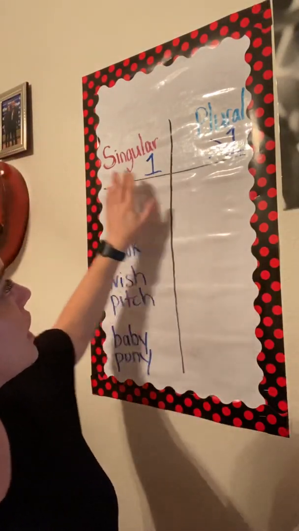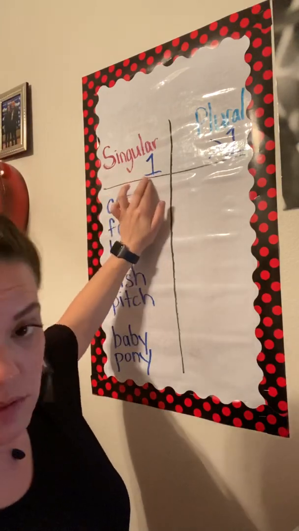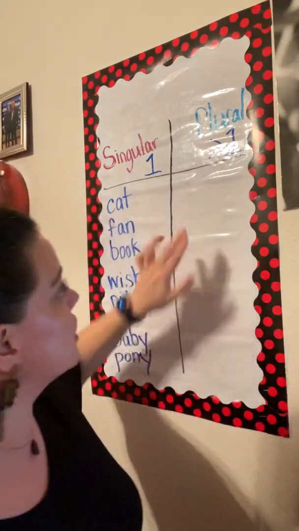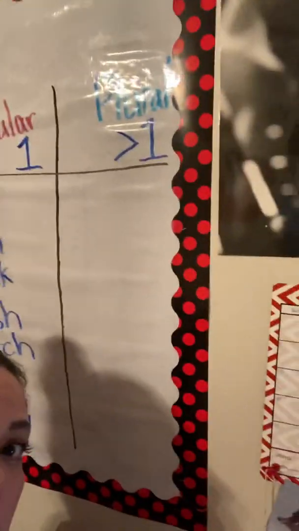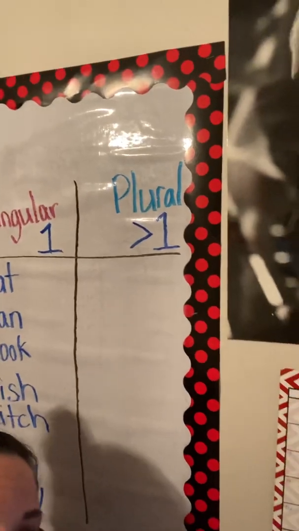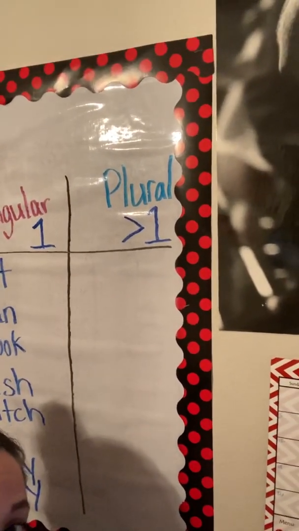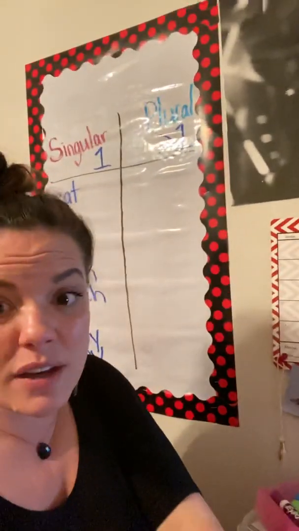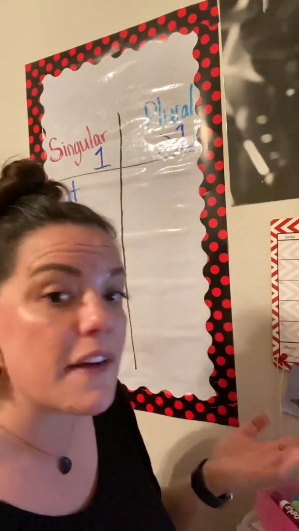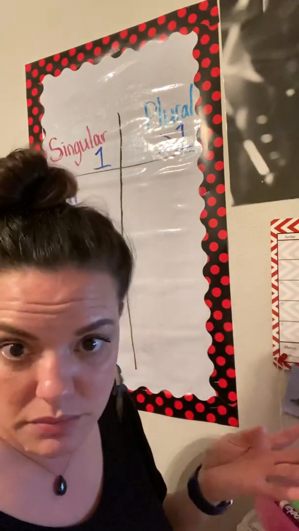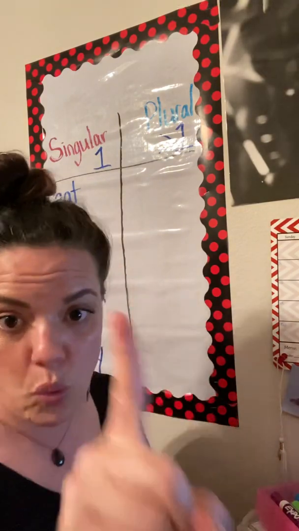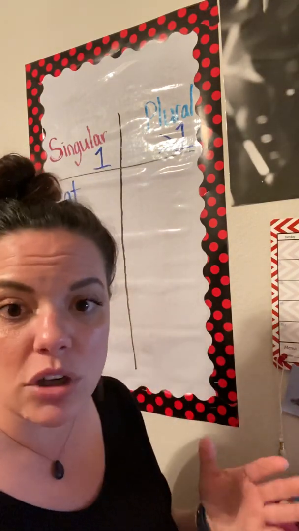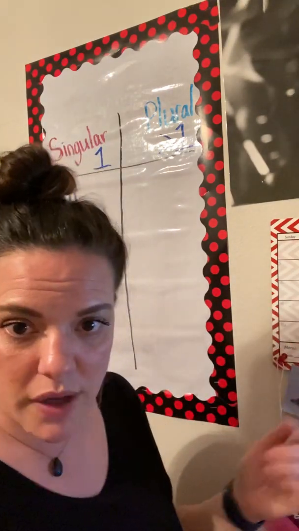So you can see over here, I've got singular, one, single, one, singular, and then plural, which I think is hard to see because of the glare. But plural, and then our more than sign, more than one. Okay? And if it's plural, that could mean 2, that could mean 7, that could mean 300. Okay, it's just more than one. So singular is one, only one. Plural can be any number that's bigger than one.